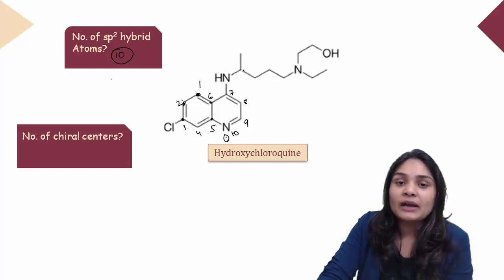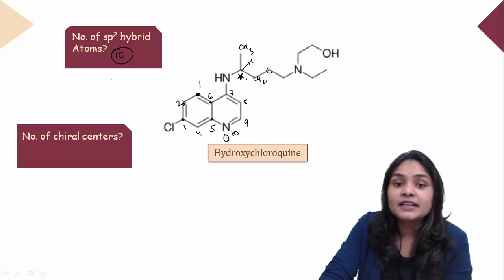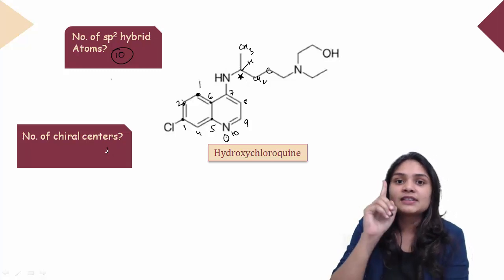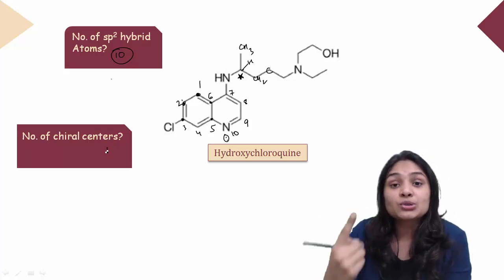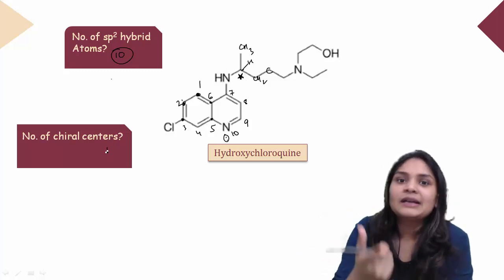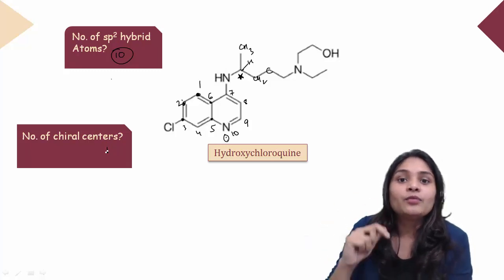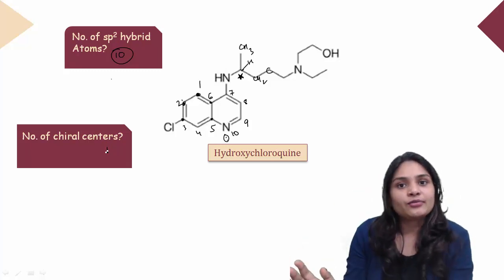I can see one chiral center over here. We have CH3, hydrogen, we have CH2, a carbon chain over here, and nitrogen over here. So yes, this is definitely a chiral center. Only one chiral center is there. So you can also say, since there is only one chiral center, this compound will be optically active.